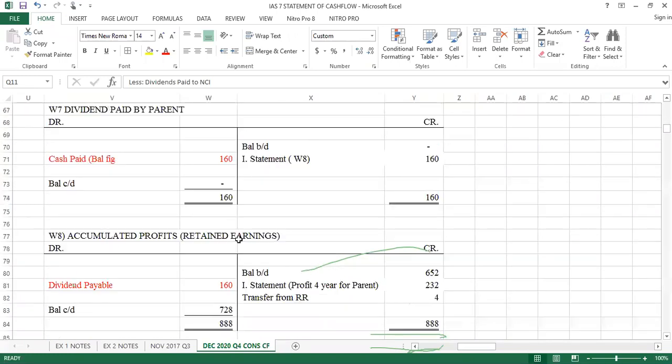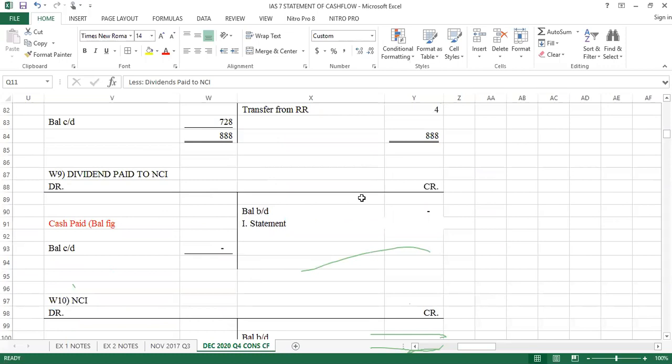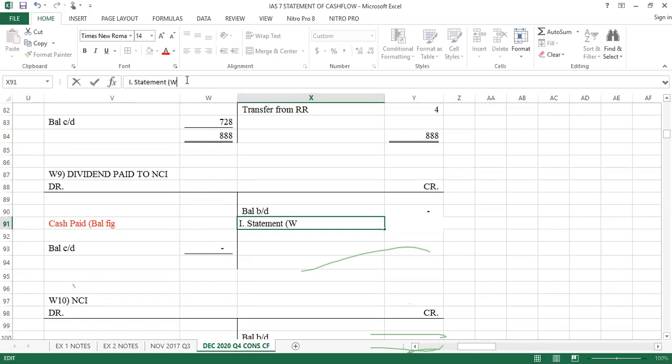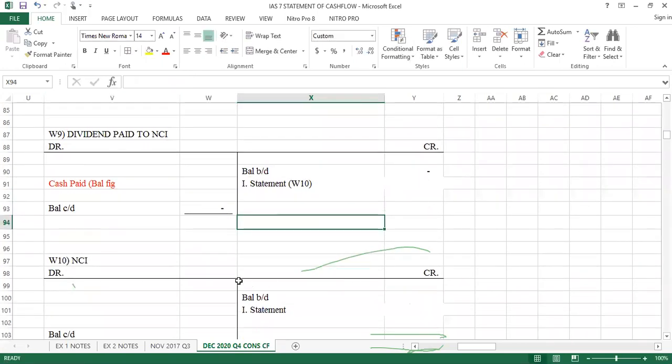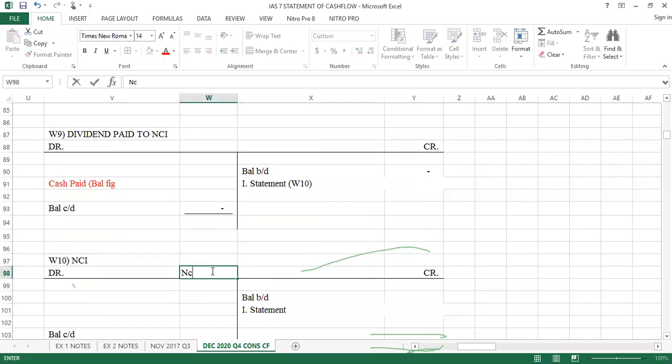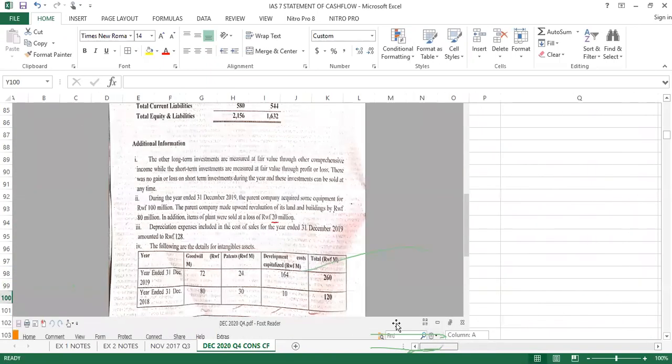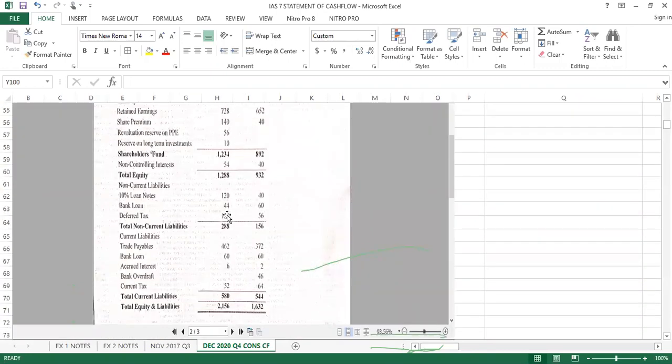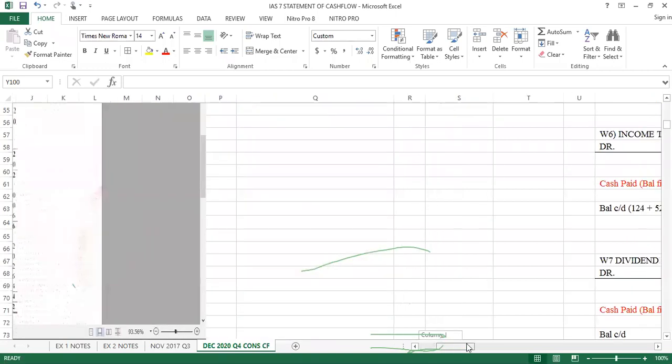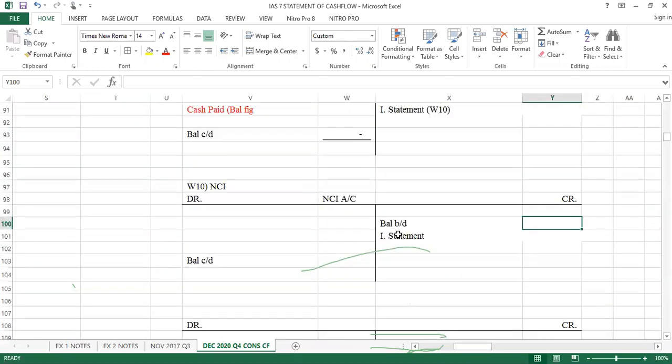Dividends paid to NCI, non-controlling interest. This one will be working 10. Because there is no opening balance, the payable will be the same. We open an NCI account. Were we given non-controlling interest? Somebody to help me in the balance sheet? Under equity, it is treated in the same way as retained earnings. So non-controlling interest is 40 and 54.